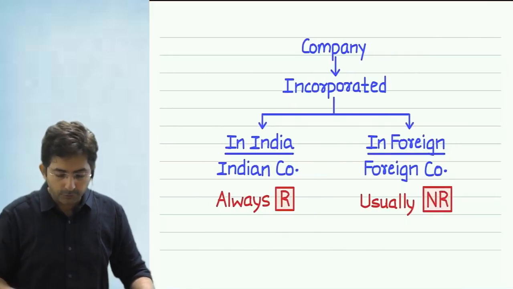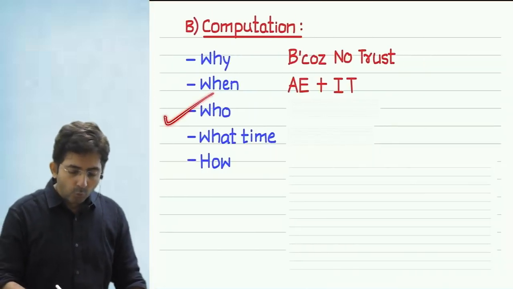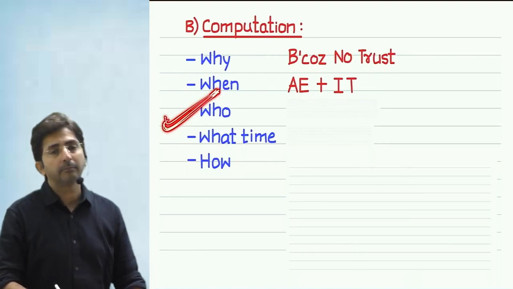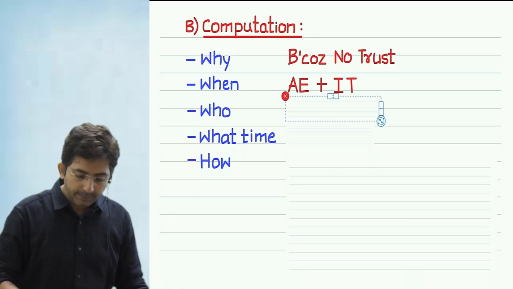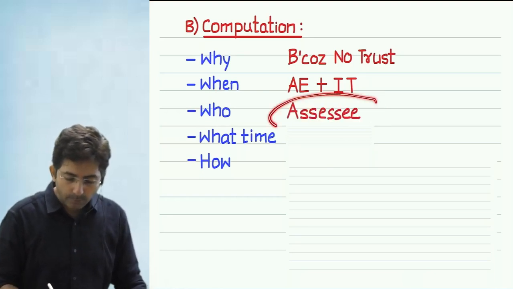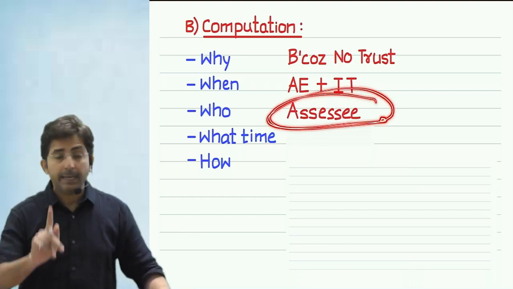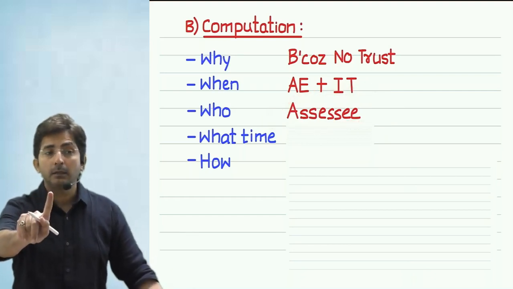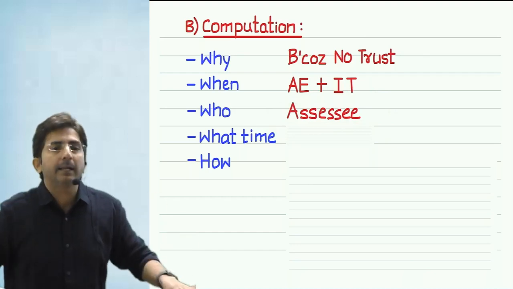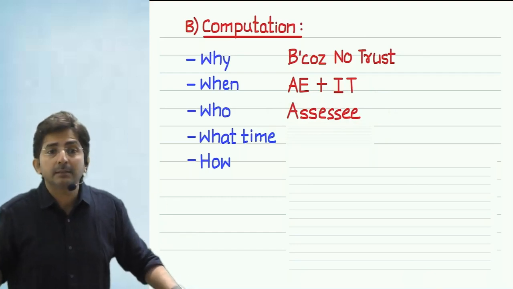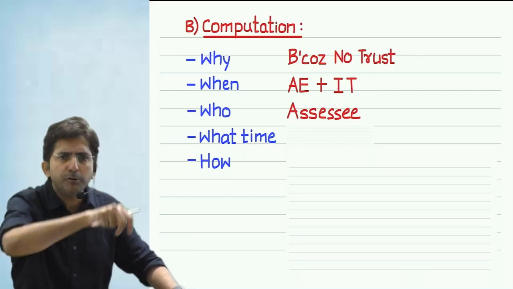In short, see, I was here. Who should compute ALP? Answer this. It is the assessee who has to compute the ALP, and usually his chartered accountant. In the exam, you can never write like this, that CA will compute. See, this is the custom in real life, but the law nowhere says go to a CA. Why? If you can compute on your own, do it on your own.